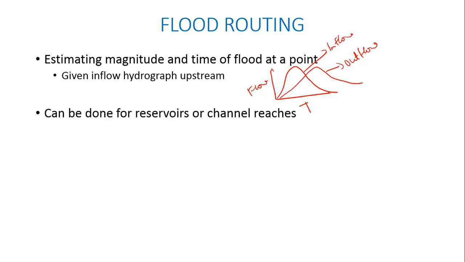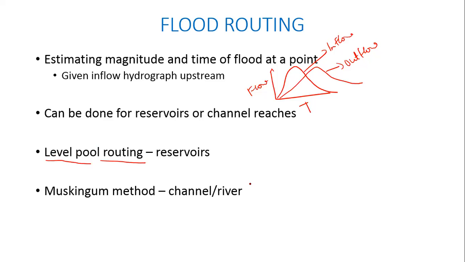Okay. So when I do it for a reservoir, we use a technique called level pool routing. We'll be discussing level pool routing a little bit later. And then the other one is if I do it for a channel or a river. There are so many methods, but we are only going to be learning about these two methods. One for a reservoir, which is level pool routing, and the other for a channel or a river, which is the Muskingum method. These two methods we are going to be discussing in this course. We'll not get into other methods. There are many other methods available.